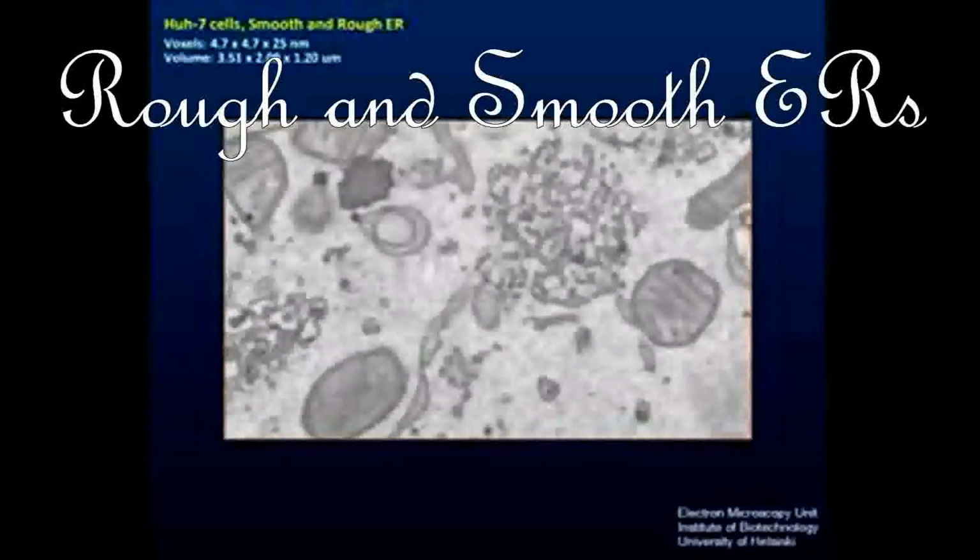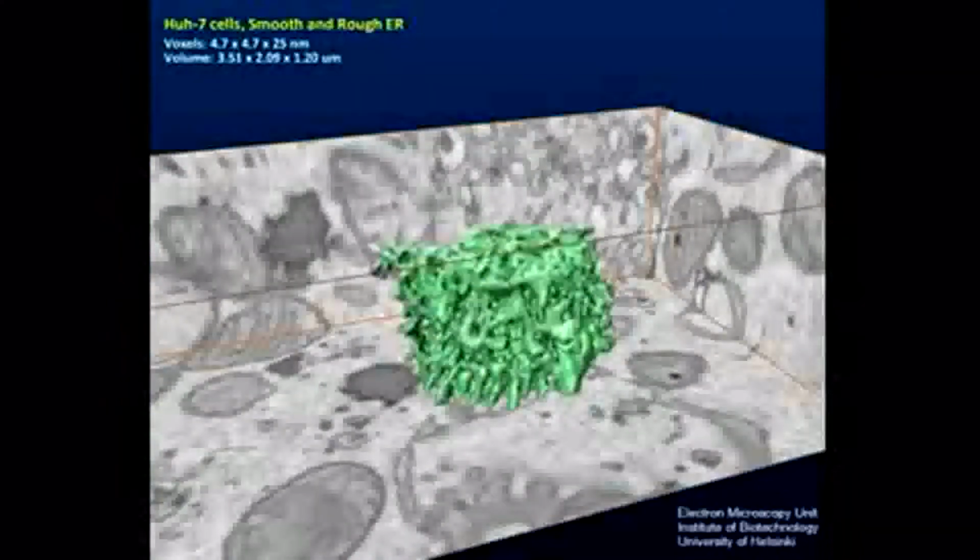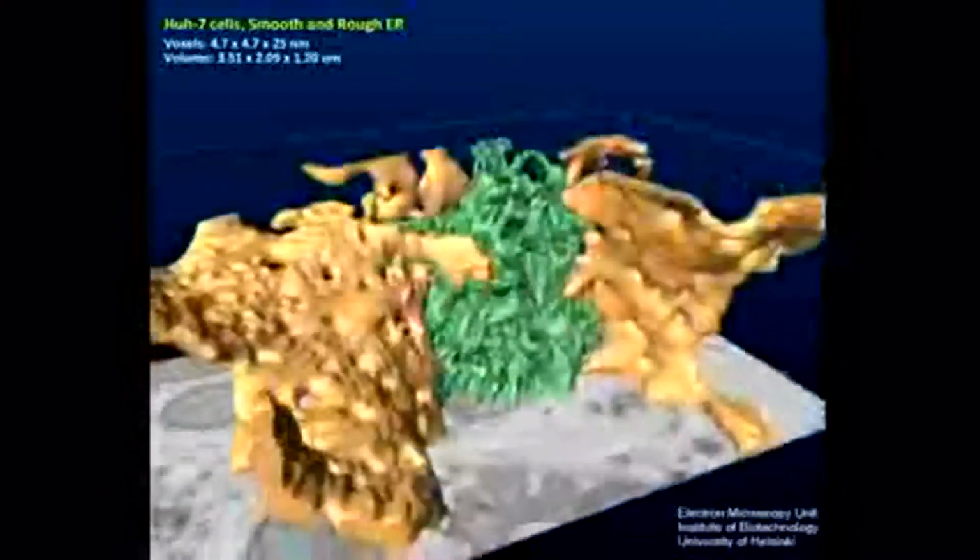Endoplasmic reticulum, or the ER, has 2 forms, the rough ER and the smooth ER. The rough ER produces ribosomes, which help produce proteins, and the smooth ER does not. It actually is involved in the synthesis of lipids.